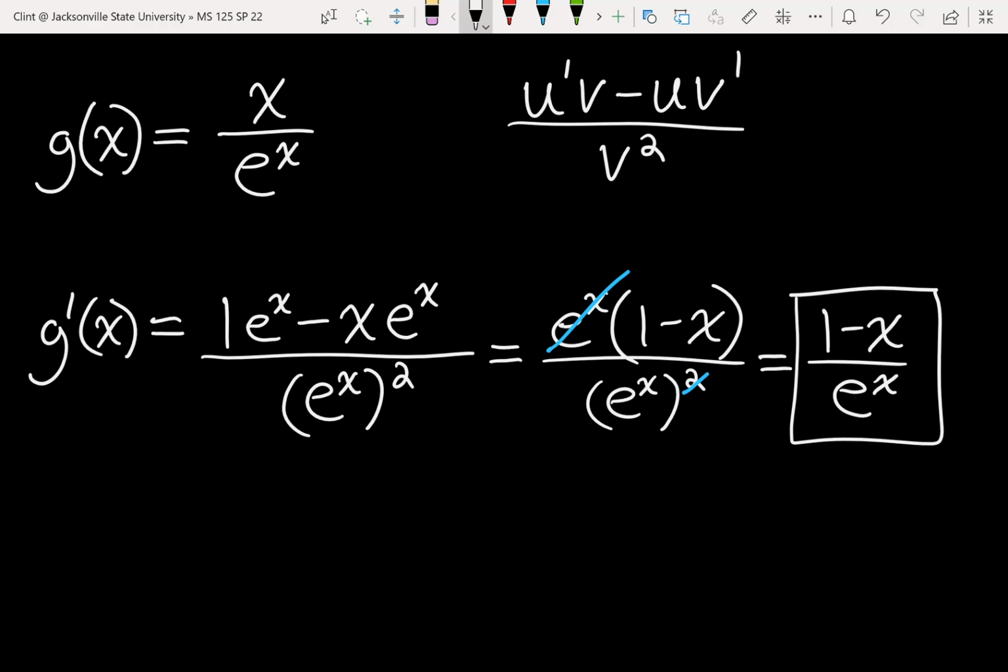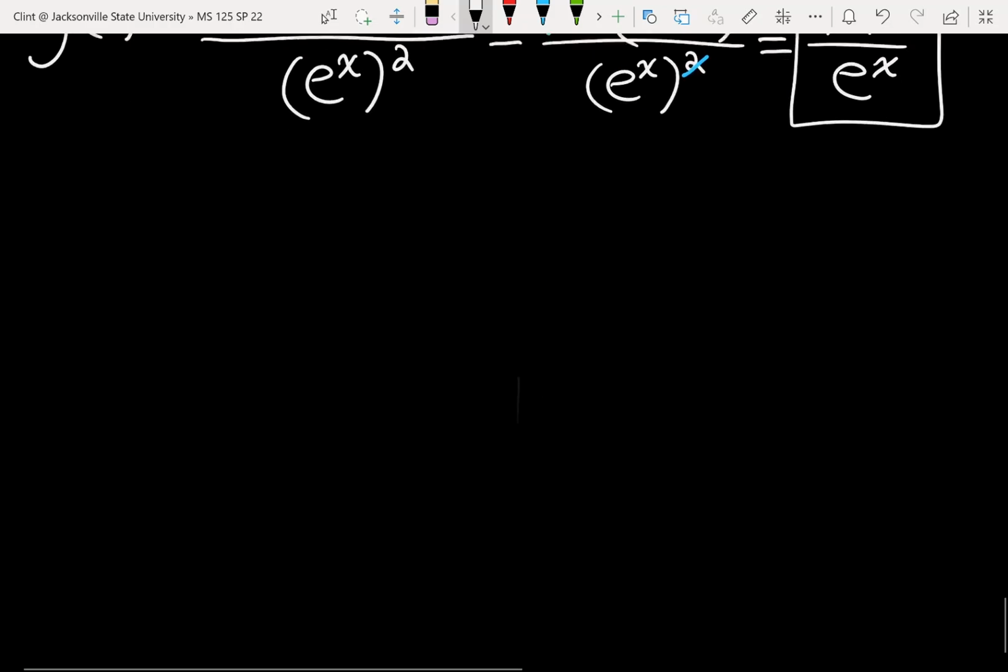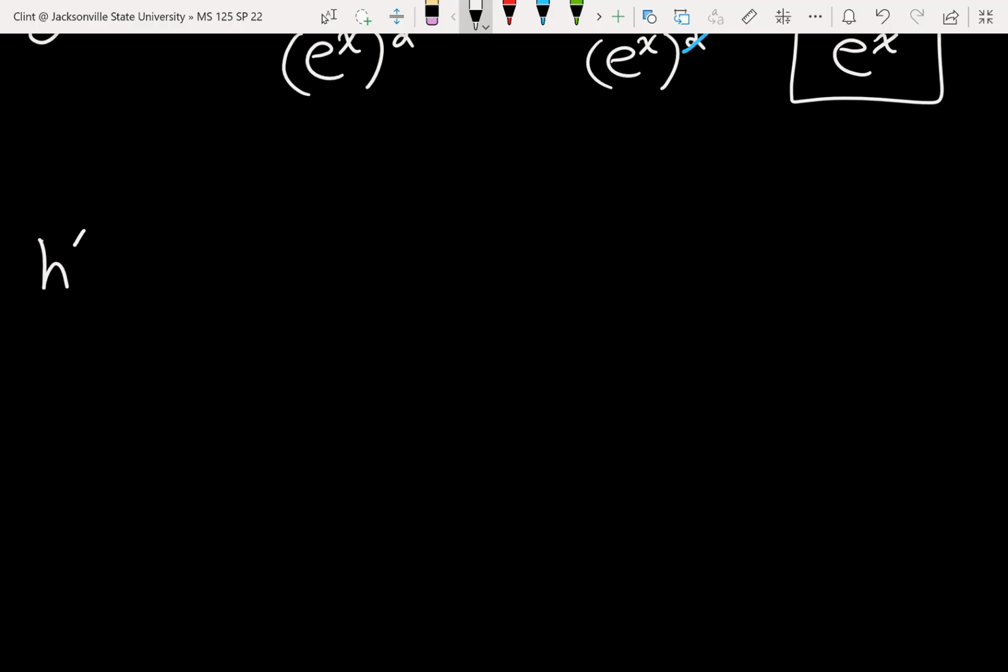Let's do a quotient with polynomials where it's not too bad. I don't want to scare you about the quotient rule. It's not always terrible.